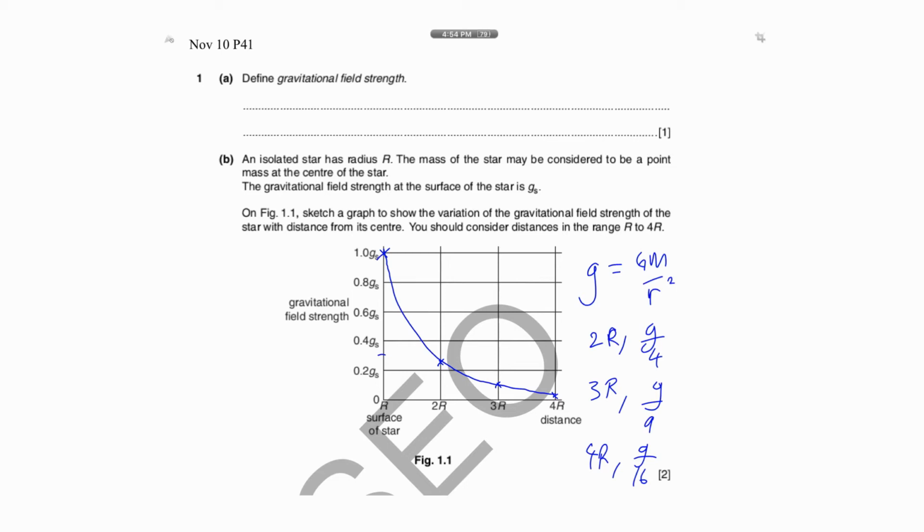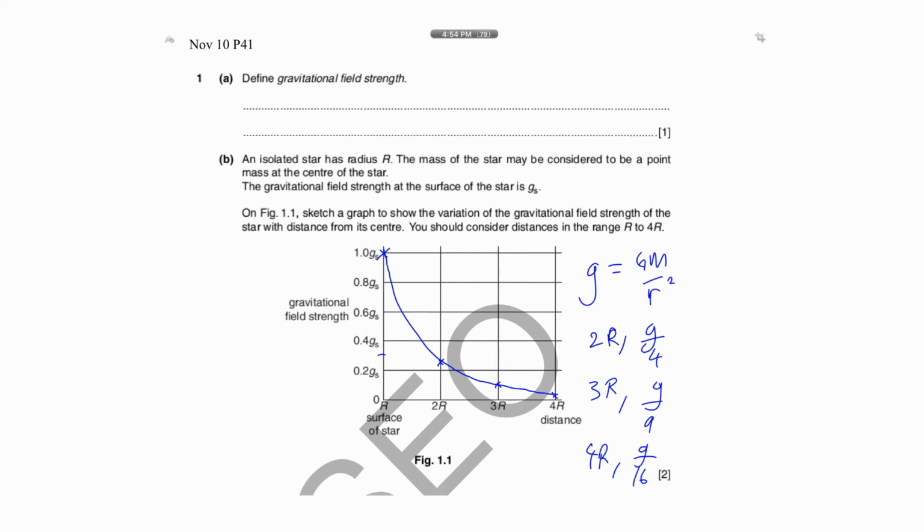So they gave you the field strength at the surface is gS. So you can see at R, they started with R, this is gS. Now you must plot the graph of how the field strength changes from R to 4R. Now you don't simply sketch, you must calculate, because there are 2 marks here. There must be some accurate plots on that. So what do we use? We use GM over R squared. So why use GM over R squared and not F over m? F over m has no R, so you cannot see the relationship.